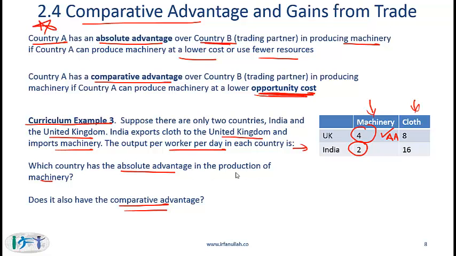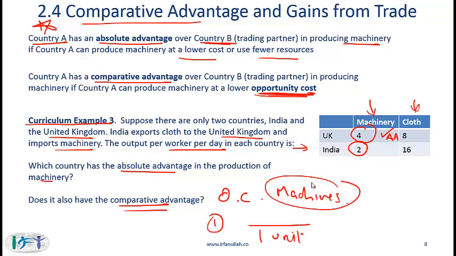When we are looking at the opportunity cost for machines, remember 2 things. Number 1, whenever you have the cost of something, then it should be for 1 unit of that thing. That thing here is machines. So what is the cost of 1 unit of machines? We are talking about the cost in terms of cloth. Since this is an opportunity cost, we need to compare machines and cloth.